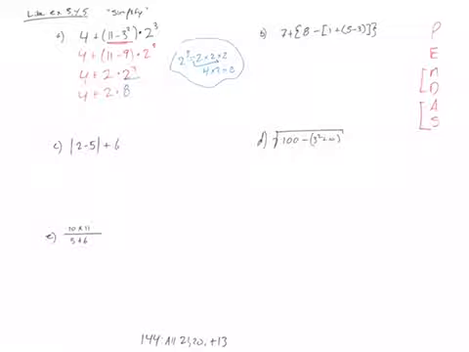So 2 cubed is 8. So I'm going to have 4 plus 2 times 8. Well, 2 times 8 is 16. And 4 plus 16 is 20. So my answer for that one would be 20.